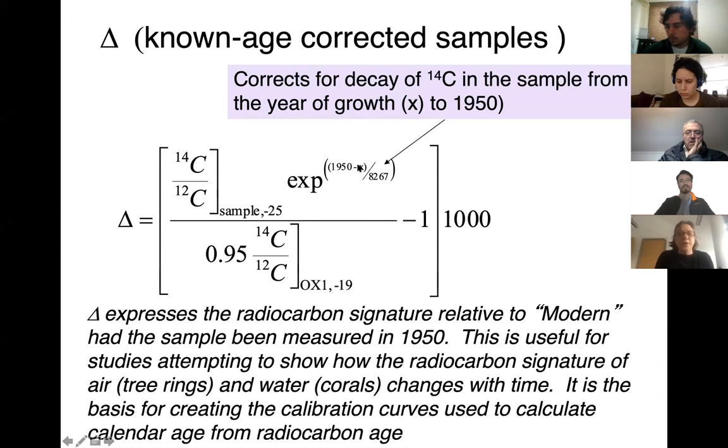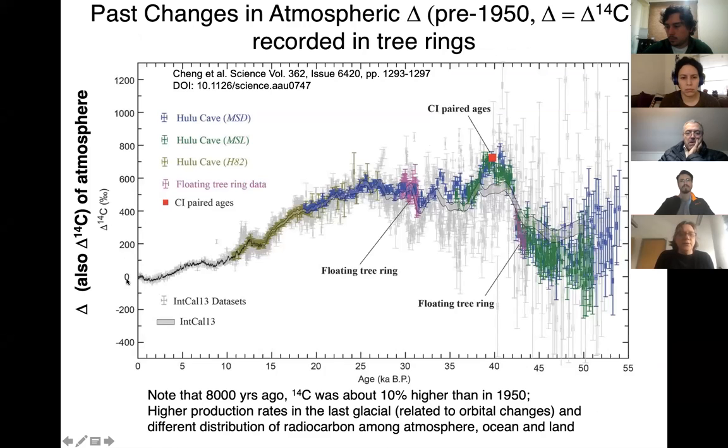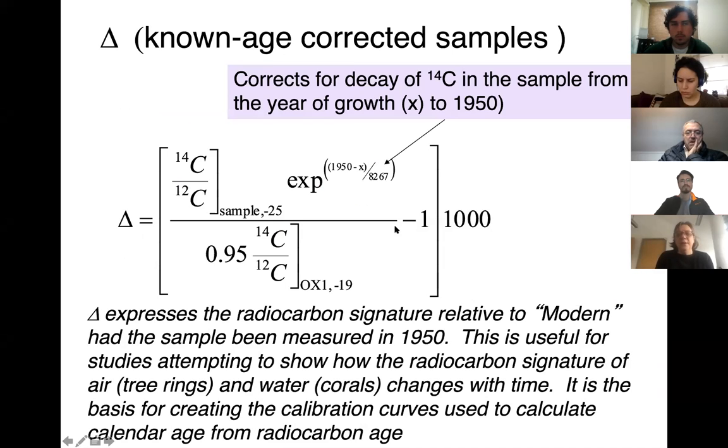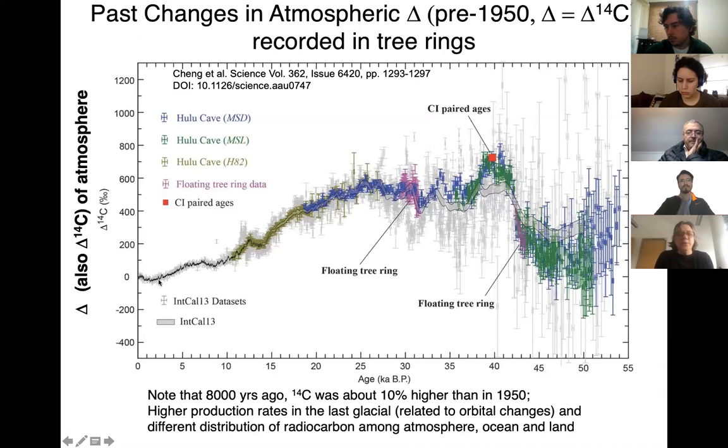And what we really want to know here is, instead of the fraction modern being 1, our delta for 1950 is 0, because the fraction modern minus 1 times 1,000 would be 0 for delta. And so what you see is as you go back, these are thousands of years. So this would be the start of the last ice age, most of this. That as you go back in time, there was more radiocarbon in the atmosphere than there has been in the later parts of the Holocene.